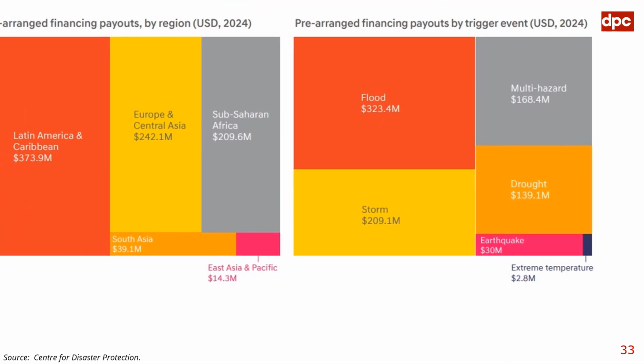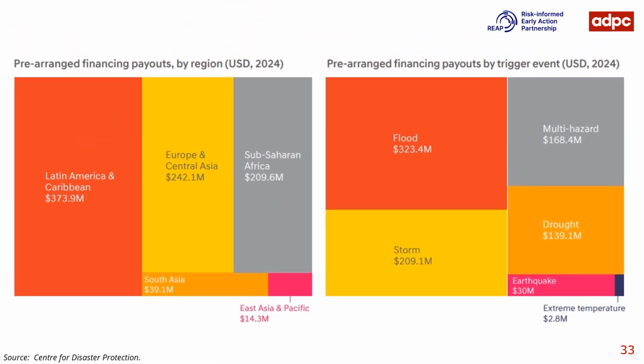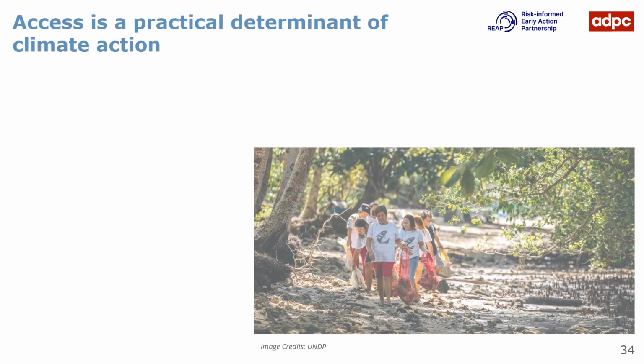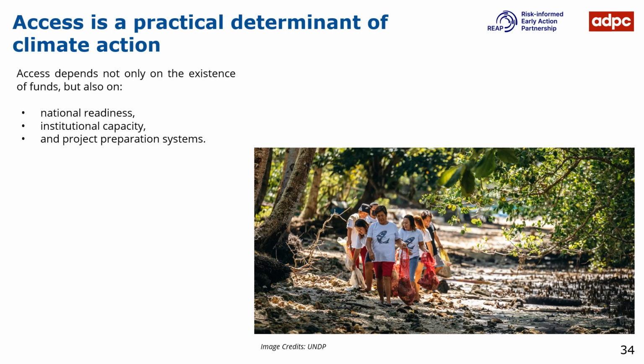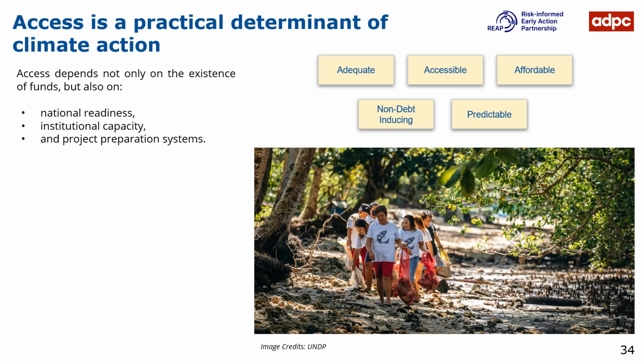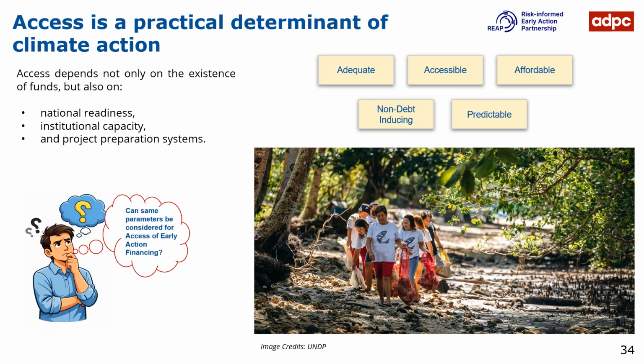The graphs show the differential payouts received by different regions and trigger events. Participants are encouraged to reflect upon the possible reasons for these differences. The existence of funds does not automatically translate into access. Access depends on national readiness, institutional capacity, project preparation systems, fiduciary standards, safeguards, data, coordination arrangements, and the ability to develop credible pipelines. For climate finance to be effective, it must be predictable, accessible, affordable, non-debt inducing where appropriate, and adequate. What do you think? Can the same parameters be considered for access to early action financing?